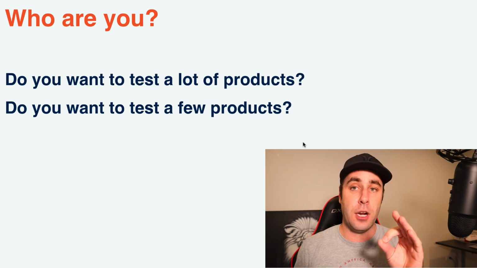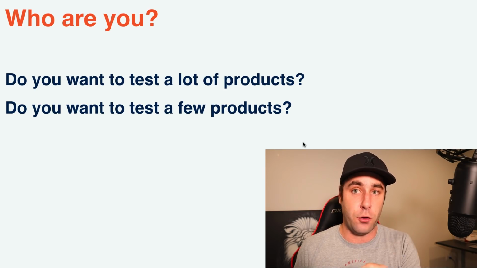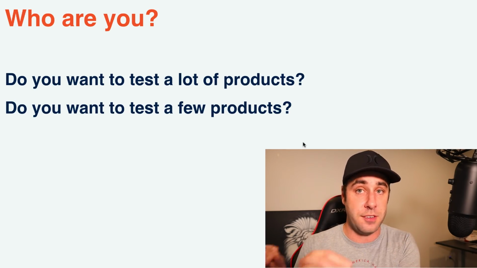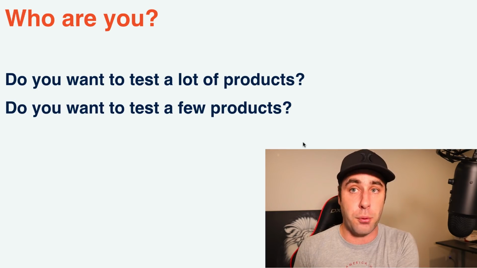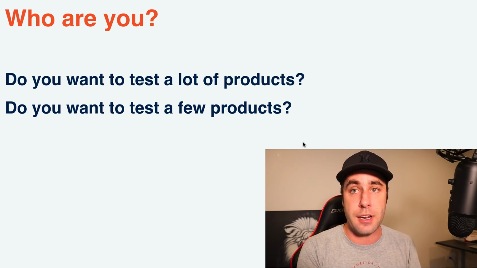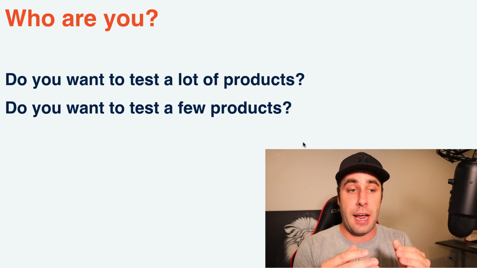You need to figure out if you're going to be testing a lot of products or a few products. If you're going to be testing a lot of products, you need to focus on the testing side of things. This is what we call an aggressive tester. If you're going to be testing a few products, guys, you need to focus on the actual product research side of things. And that's how that works, okay?